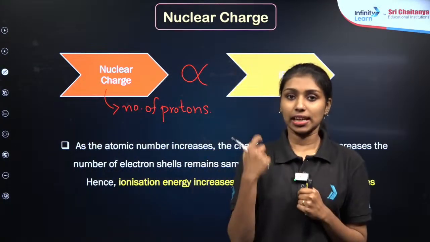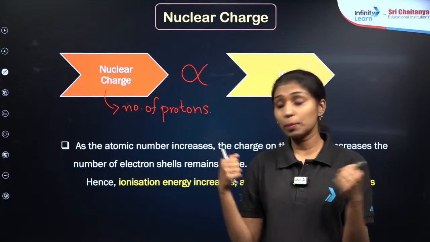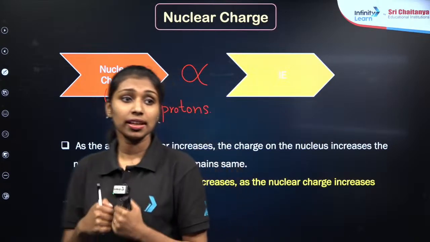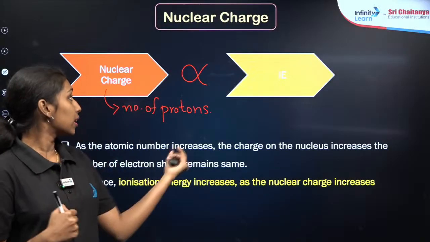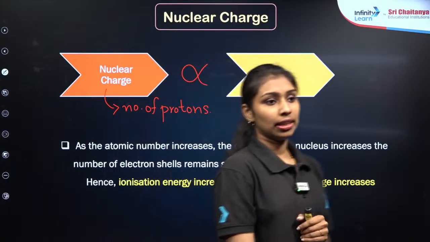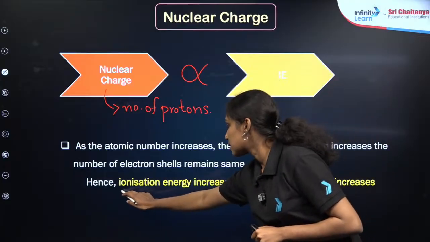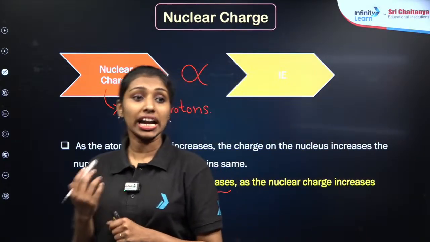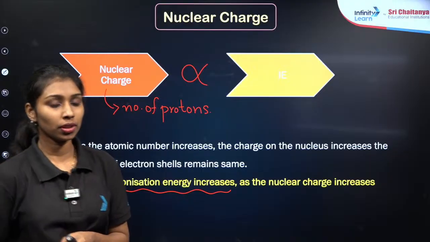If the nuclear charge or the number of protons increases, there will be a strong attraction, which means we need more energy to release one electron from the particular atom. That is, ionization energy increases. Otherwise, we can say that the nuclear charge is directly proportional to the ionization energy. Clear?